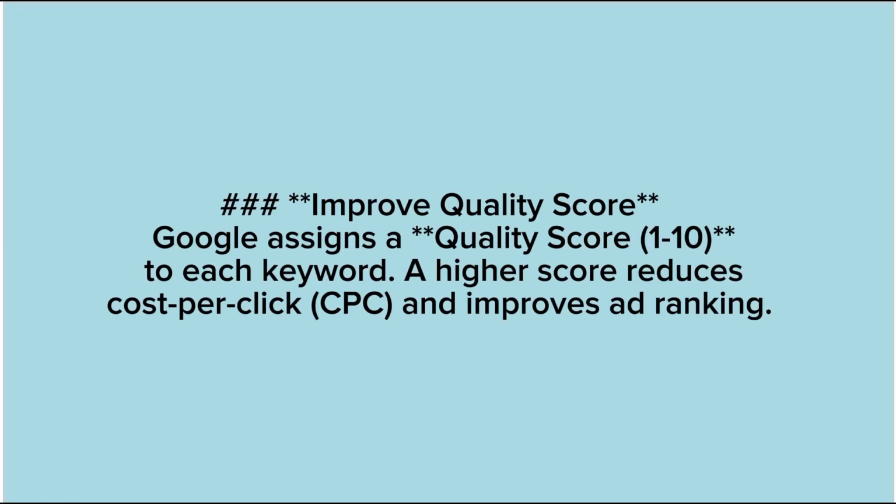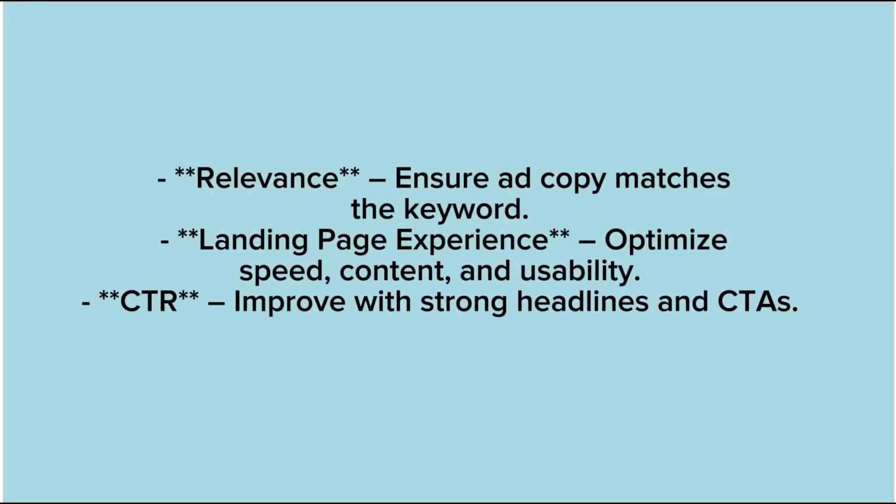Improve quality score. Google assigns a quality score from 1 to 10 to each keyword. A higher score reduces cost per click, CPC, and improves ad ranking. Relevance: ensure ad copy matches the keyword. Landing page experience: optimize speed, content, and usability. CTR: improve with strong headlines and CTAs.